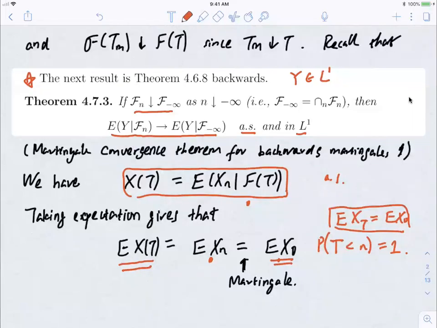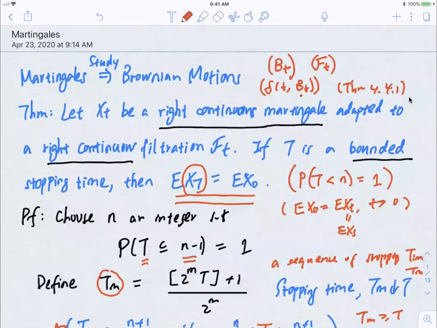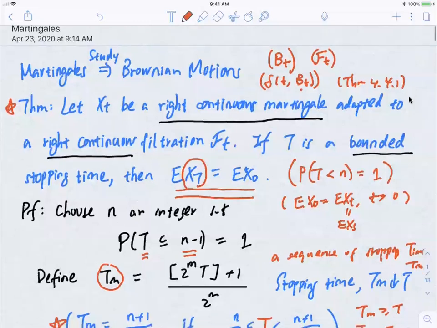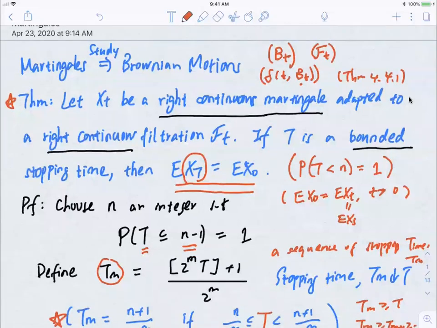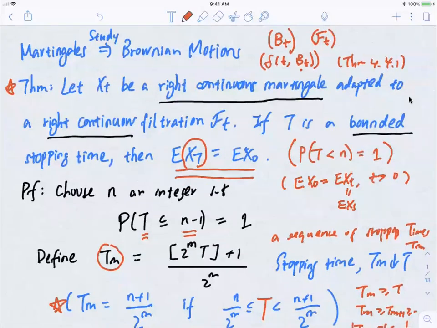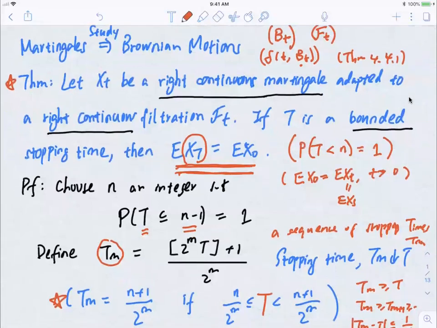Let's look at the main result again. This result says that as long as X_t is a martingale and X_t is continuous as well, so you can approximate X_t from above, from a larger time, and X_t is adapted to a right-continuous filtration F_t, then if T is a bounded stopping time, the conditional expectations agree with each other. So this is a very useful result, as we did for discrete martingales.